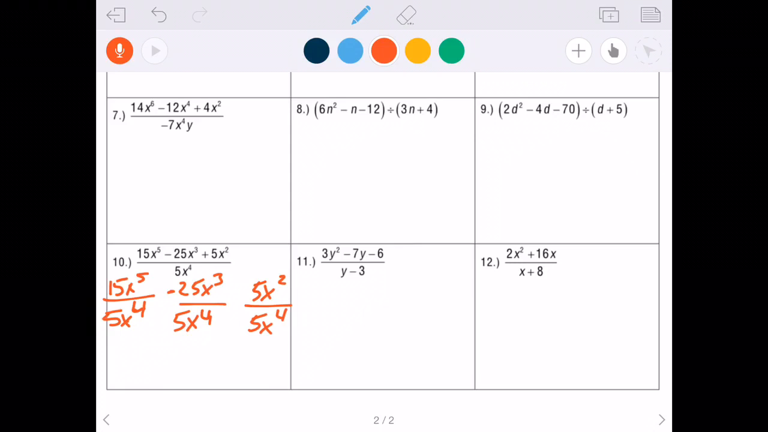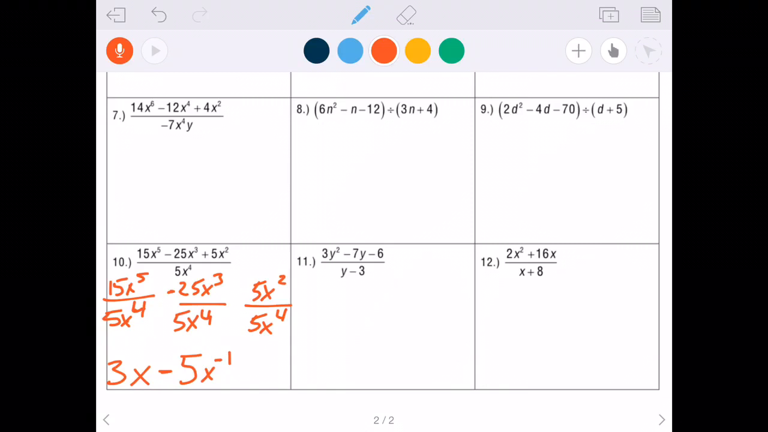So this first part, we're going to get 3 x to the 5th divided by x to the 4th. That's just 1x. Then we have minus 25 divided by 5 is 5. Now, x to the 3rd divided by x to the 4th. We're going to have a negative exponent, x to the negative first power.